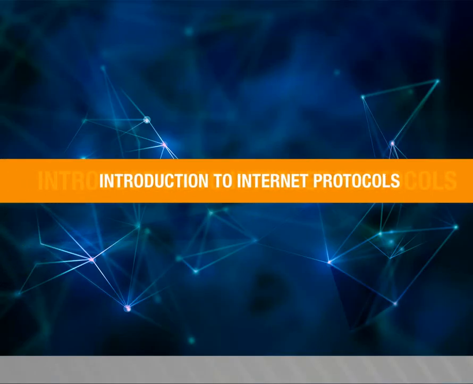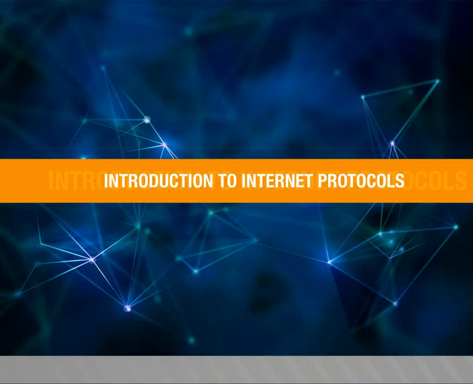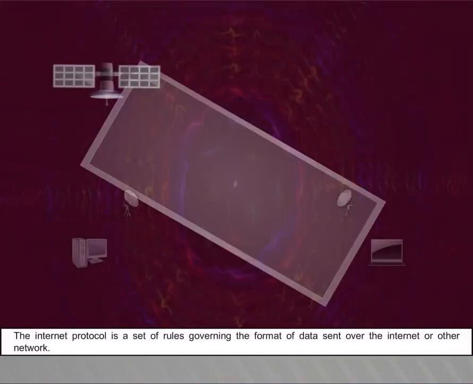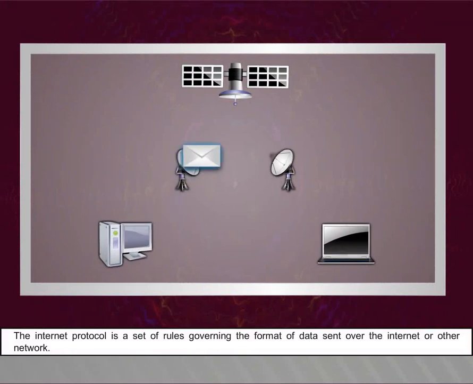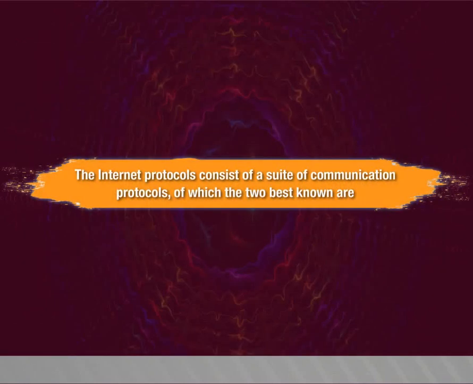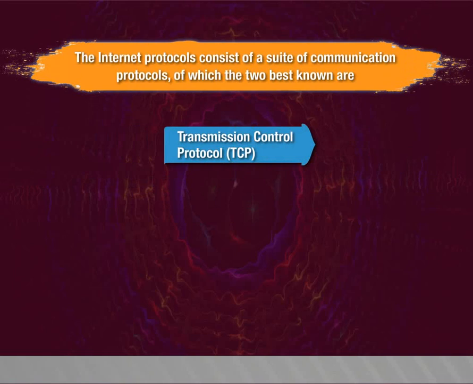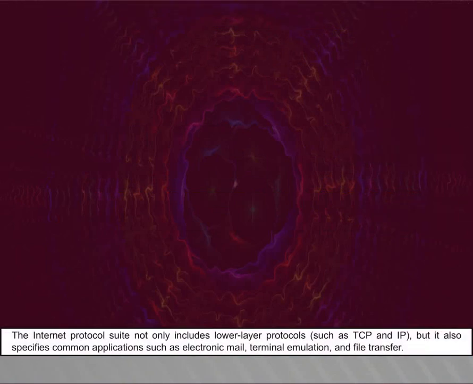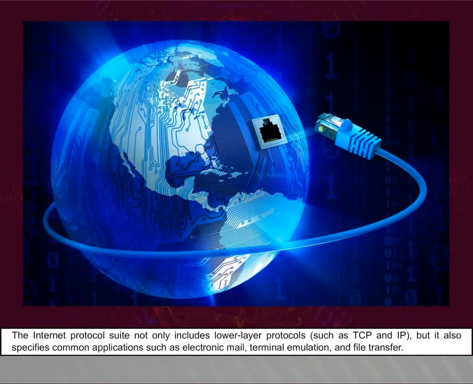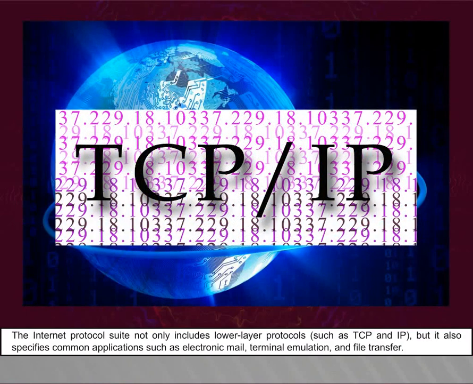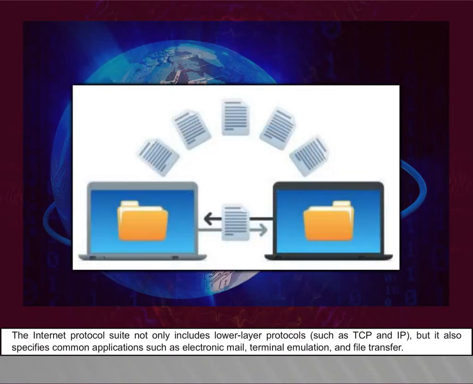Introduction to Internet Protocols. In this video, we are going to see about Internet Protocols. The Internet Protocol is a set of rules governing the format of data sent over the Internet or other network. The Internet Protocol consists of a suite of communication protocols, of which the two best known are Transmission Control Protocol (TCP) and Internet Protocol (IP). The Internet Protocol suite not only includes lower layer protocols such as TCP and IP, but it also specifies common applications such as electronic mail, terminal emulation, and file transfer.